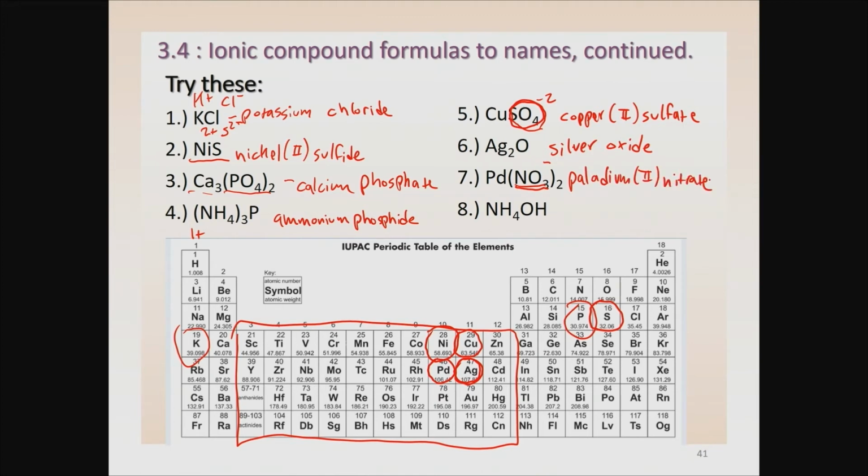Okay, so for the last one, number 8, we have NH4OH. The key thing here is to identify that we have a cation that is polyatomic. It's ammonium. And we also have an anion which is polyatomic, which is hydroxide. So if both the cation and the anion are polyatomic names, we write out those names without modification. So the name for this is ammonium hydroxide. Okay, so we move on.